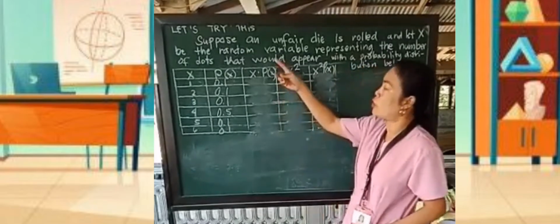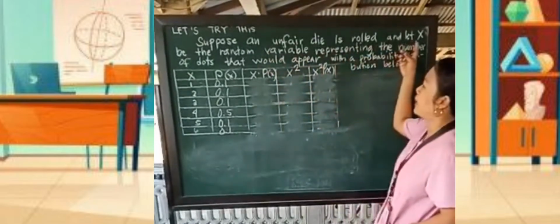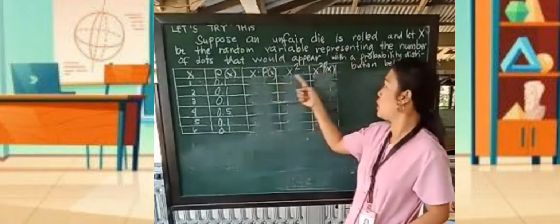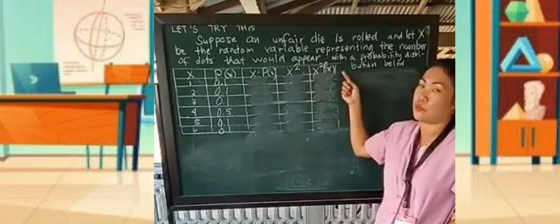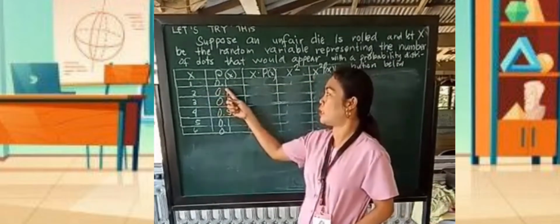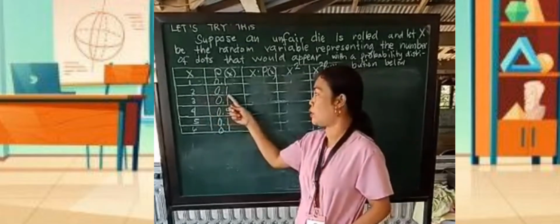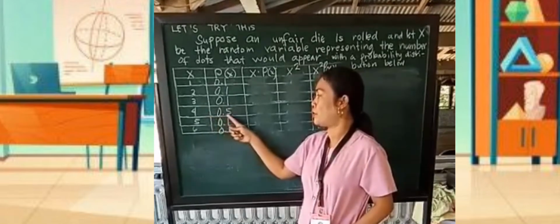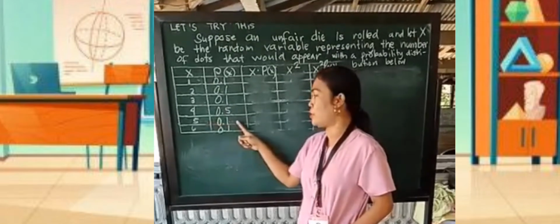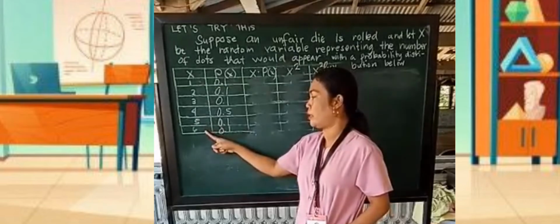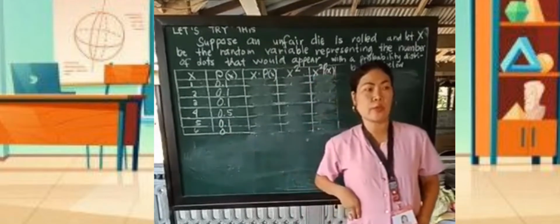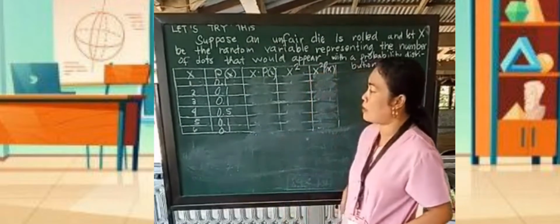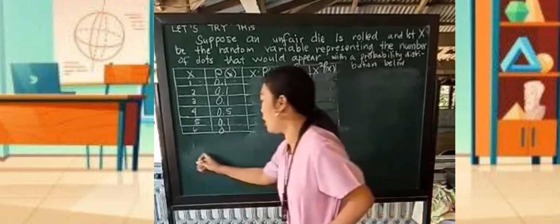Let's try this. Suppose an unfair die is rolled and let x be the random variable representing the number of dots that would appear, with a probability distribution below. We have 1, the probability is 0.1, 2, the probability is 0.1 also, 3, the probability is 0.1, 4, the probability is 0.5, 5, the probability is 0.1, 6, the probability is 0.1. The first question is, what will be the average of dots that would appear? To get the average, we are going to use the formula.